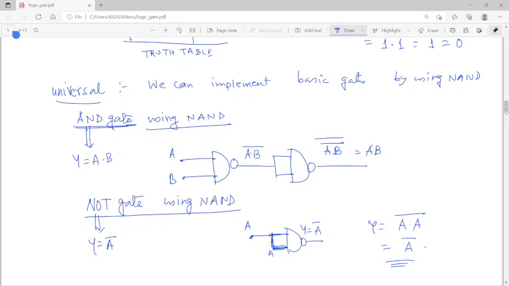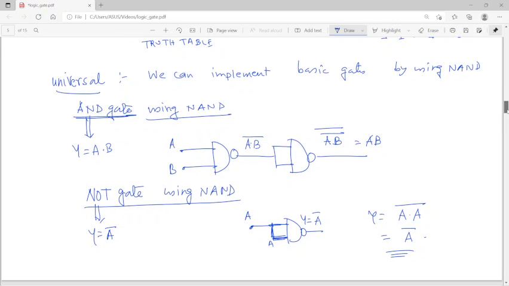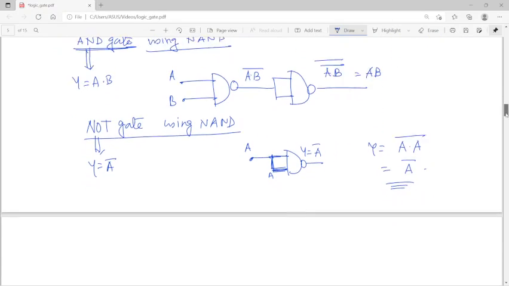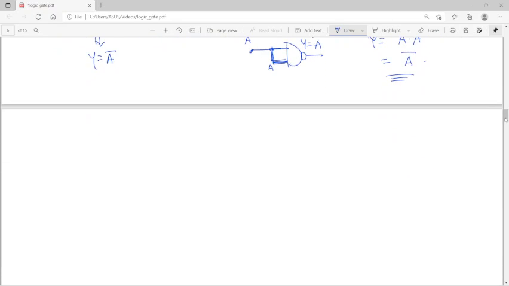So y equals A bar, which is nothing but the NOT gate. We can say I can implement the NOT gate by using NAND gate. And the last one that is important: I can implement AND gate by using NAND, I can implement NOT gate by using NAND, and the last thing, I have to implement OR gate using NAND.